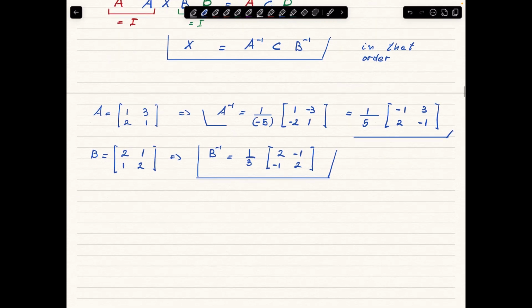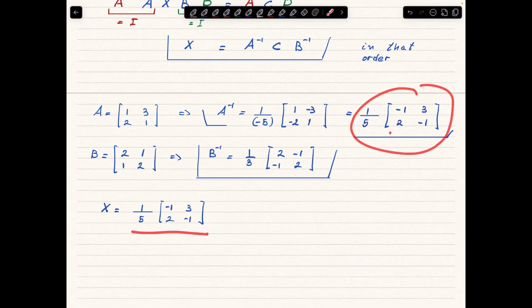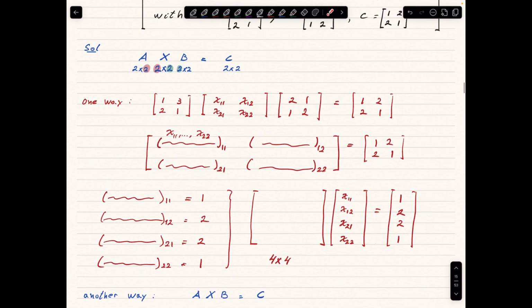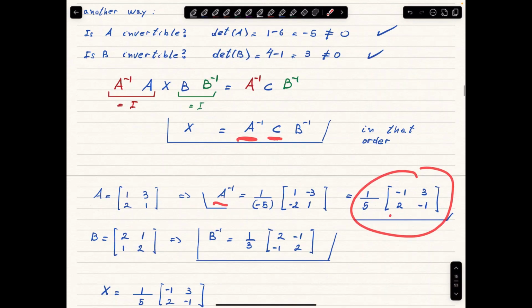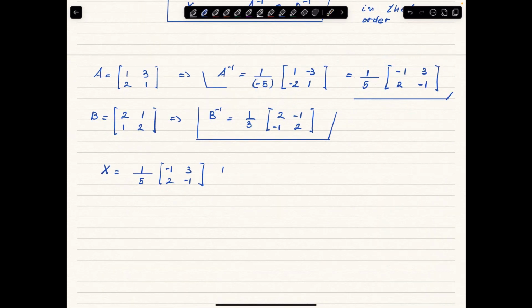And what is going to be X? Well, X is going to be the product of 1/5, then we have the matrix -1, 3, 2, -1. I'm just copying this matrix here, the inverse of A. Then comes matrix C. Matrix C is right here, 1, 2, 2, 1. And then the inverse of matrix B goes right here.